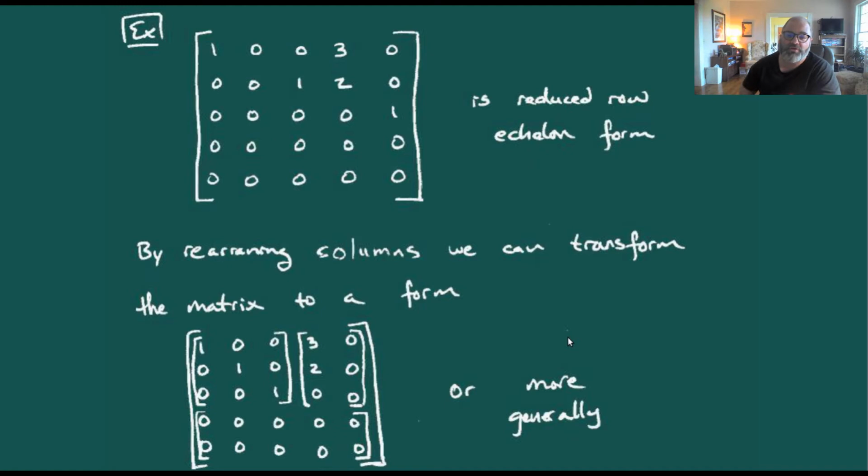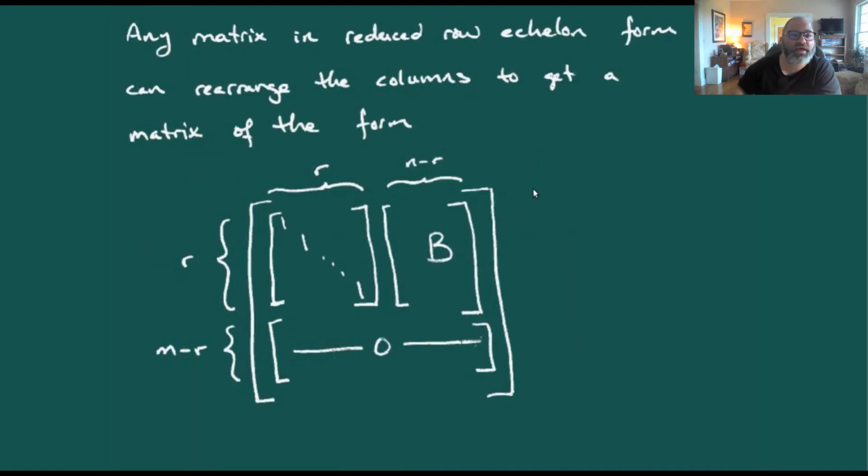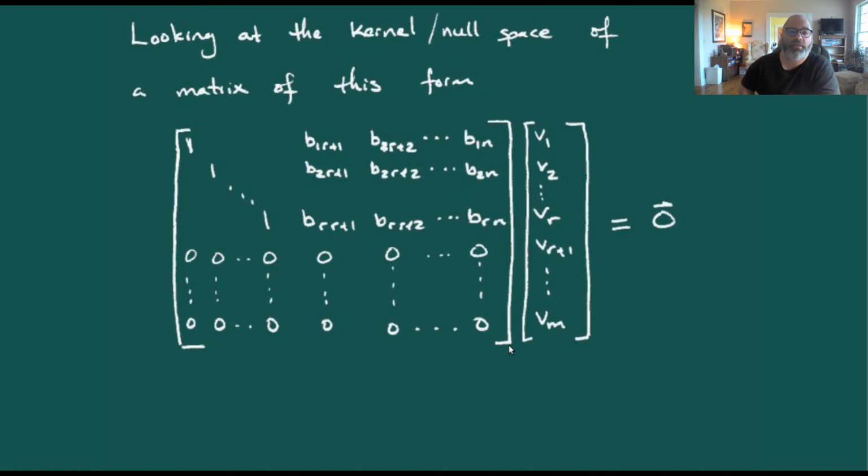More generally, any matrix in reduced row echelon form can be put in a form where we've got an r by r identity matrix up in the left hand corner, then some r by n minus r matrix in the upper right hand corner, and m minus r rows across the bottom that are identically 0. What we're going to be interested in is looking at the kernel, or the null space, of matrices that have this form.